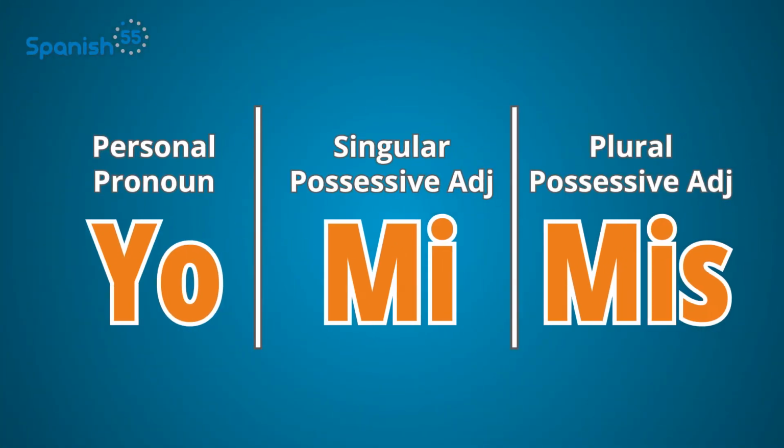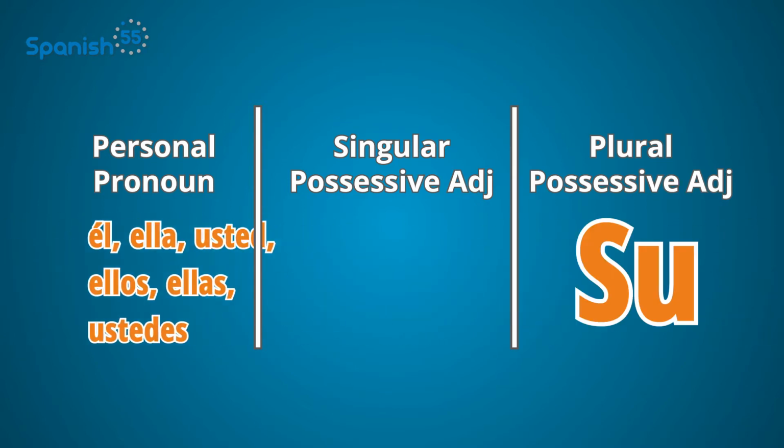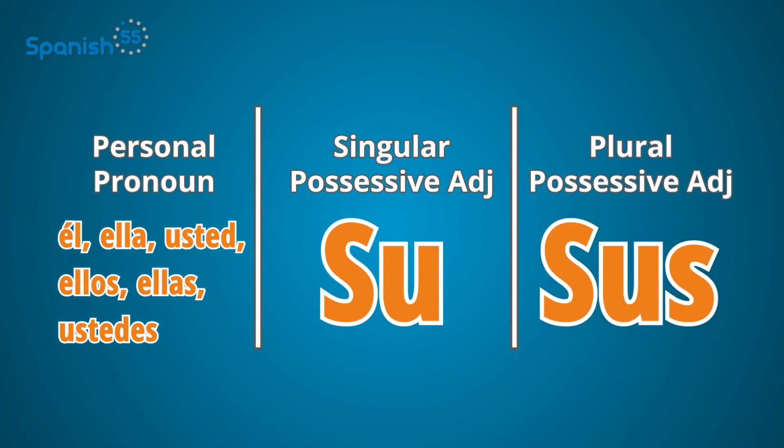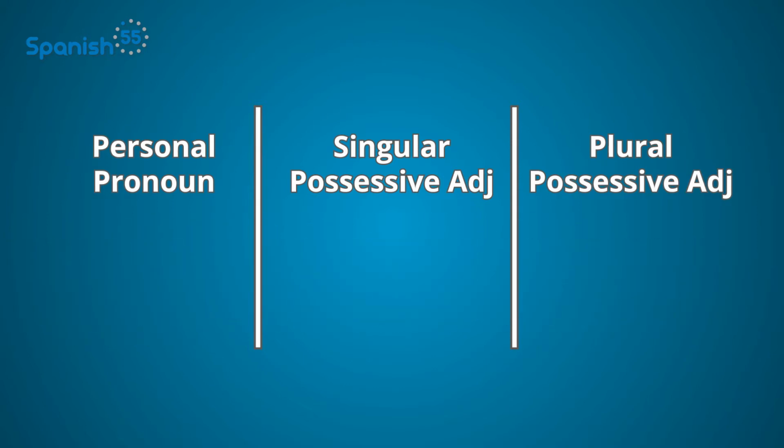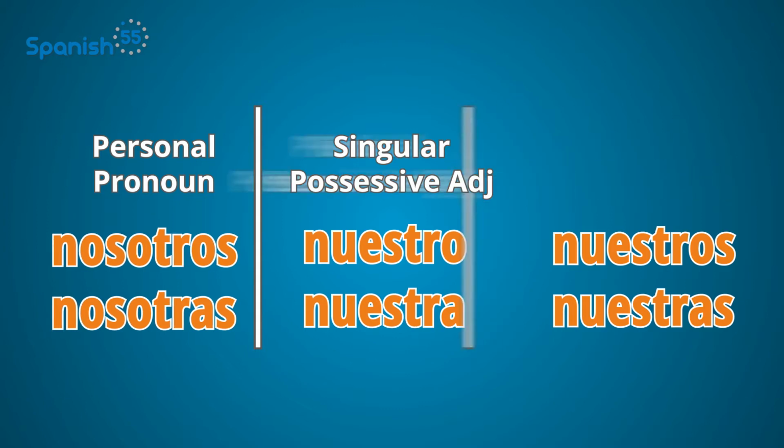For nosotras, you would say nuestra tienda favorita and nuestras marcas favoritas, our favorite brands. Make sense yet? Let's go over them so you can write them down and learn them. Yo, mi, mis. Tú, tu, tus. Él, ella, usted, ellos, ellas, ustedes, su y sus. Nosotros, nosotras. Nuestro, nuestra. Nuestros, nuestras.